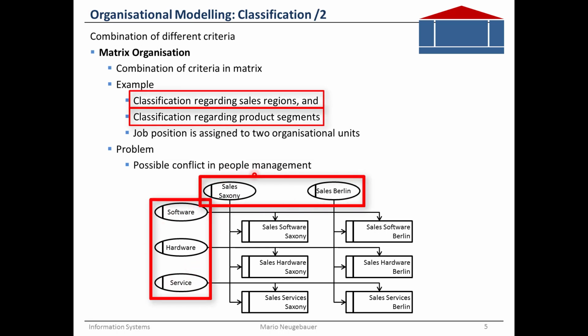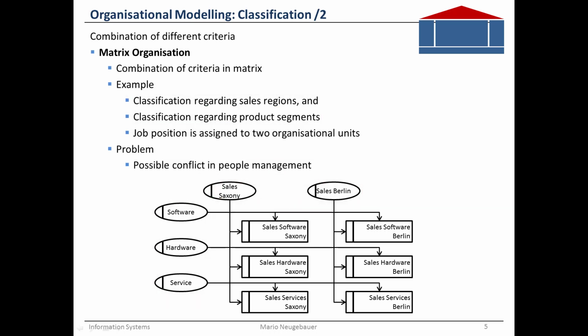where you have different department or different department aspects, and you combine them in a matrix to show the interdependencies between the responsibilities. So you would look into the matrix from the left side and from the top. On the left side, you have the software responsibilities, the hardware responsibilities, and the services. So you might be in a system integration company, for example, and software, hardware, and services are the main departments, the main technical departments. And then you would have maybe sales organizations, like here shown on the top, sales for Saxony, sales for the area Berlin.